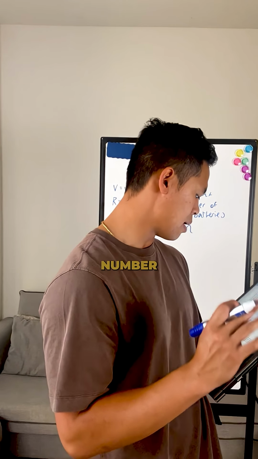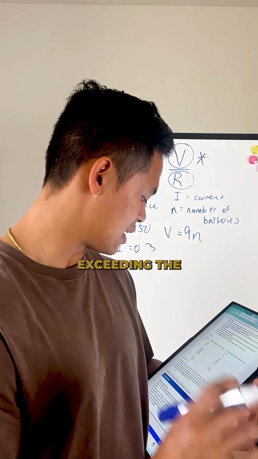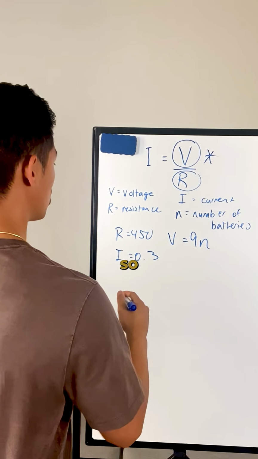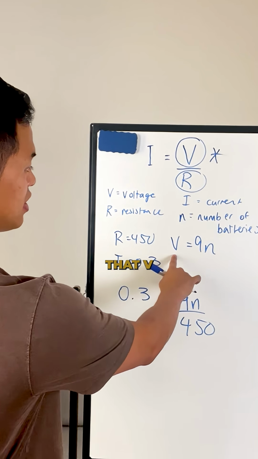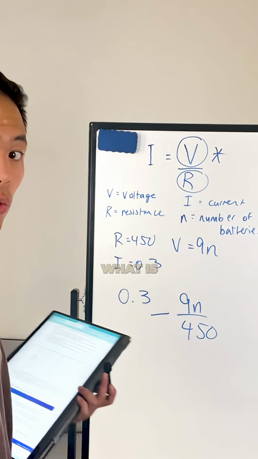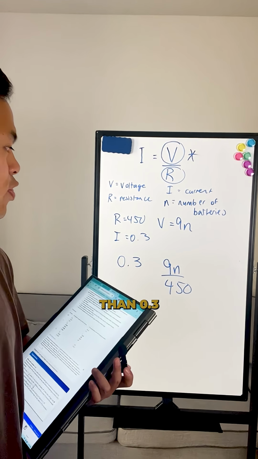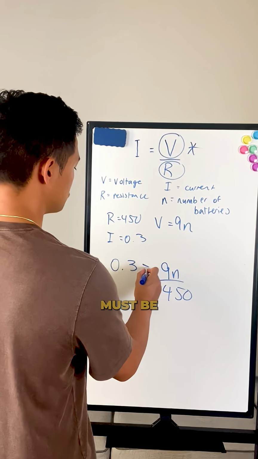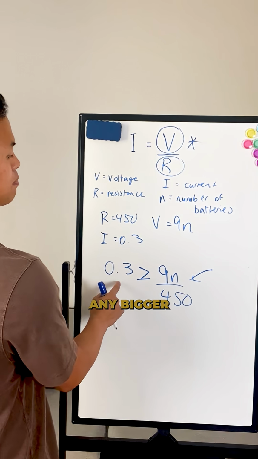What is the maximum number of 9-volt batteries that can be safely used to power the device without exceeding the current limit? Which means that we can easily create an inequality for this right now. So we know that your amperes is 0.3 and we want to solve for N. We know that V is equal to 9N and then R is equal to 450. So all we need to do now is figure out what is the sign that we need to use. So we know that it cannot be more than 0.3. It can hit 0.3, but it cannot go past that, which means that this must be bigger or equal to this side right here because it cannot go any bigger than 0.3.